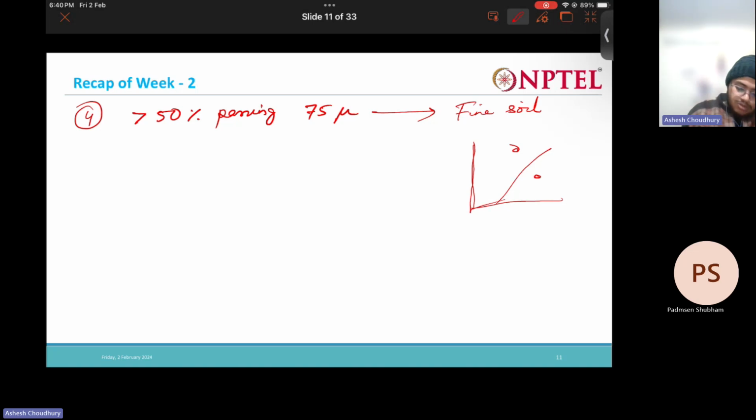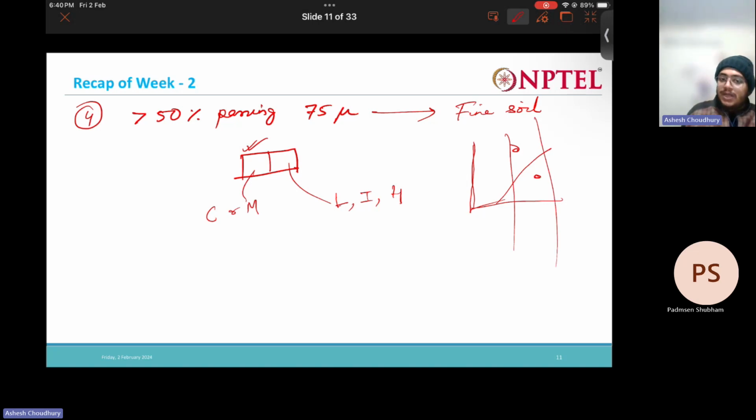Okay, so now your suffix is identified. Either it will be C or M, silt, clay or silt. Now, what about the suffix? A suffix can be what? Suffix can be L, I, or H, based on the liquid limit. If the liquid limit is less than 35%, it is L. If it's between 35 to 50, I, and if it's greater than 50, it's going to be H.